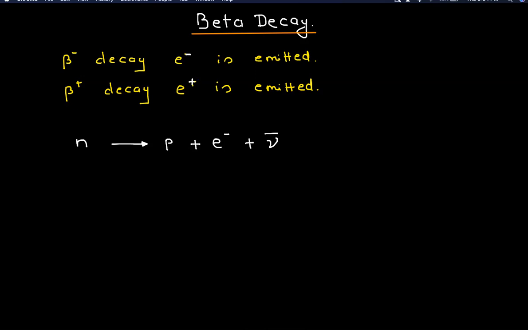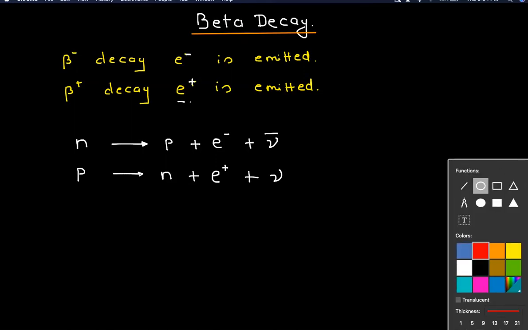And beta plus decay. Any guesses what will happen in beta plus? e plus should be emitted. No one? Proton converts to neutron. Charge conservation will happen. One particle which has the same mass as that of an electron, but a positive charge, will be emitted. So you can't call it a proton. Plus neutrino. Okay, neutrino and antineutrino are mysterious particles.